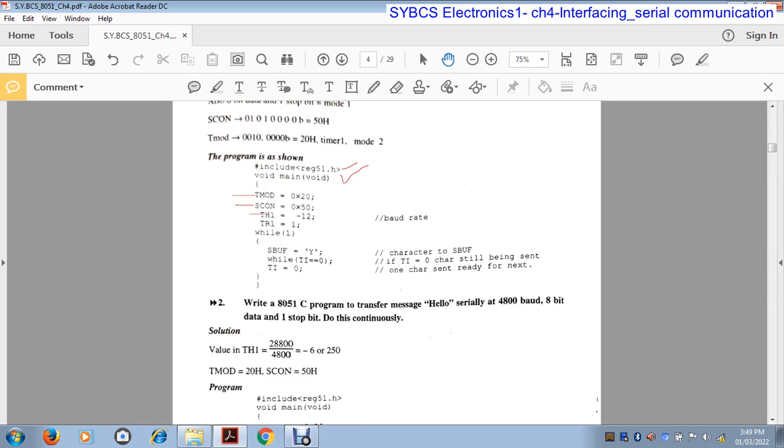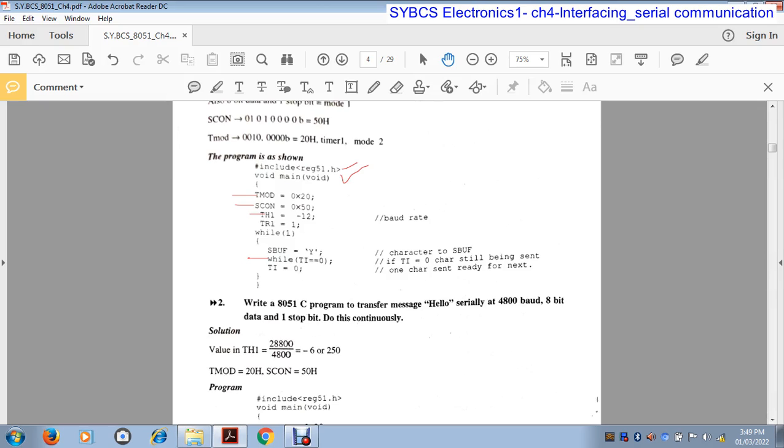Then the letter Y we want to transmit is loaded or placed in the SBUF register. When we place any data in the SBUF register, the transmission begins. While TI is equal to 0, this instruction indicates that transmission is in process.